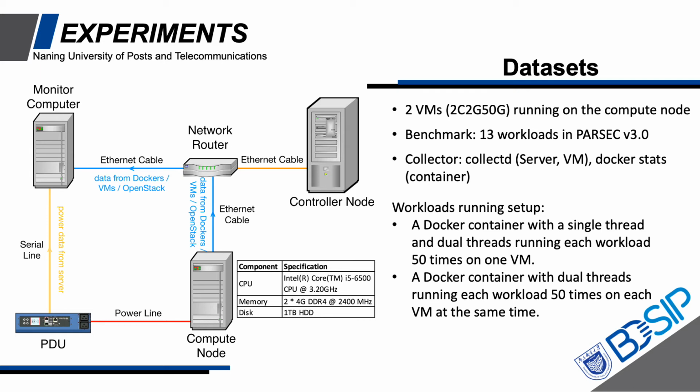We deployed 2 VMs with 2 cores, 2G memory, and 50G hard disk on the compute node to run the benchmarks. For each VM, the workloads in PARSEC will run 50 times in a Docker container with a single thread and dual threads, respectively. Besides, we also run a Docker container for the PARSEC with dual threads on each VM at the same time to cover the situation where most of the resources were used, which represents 4 core load on the physical machine.